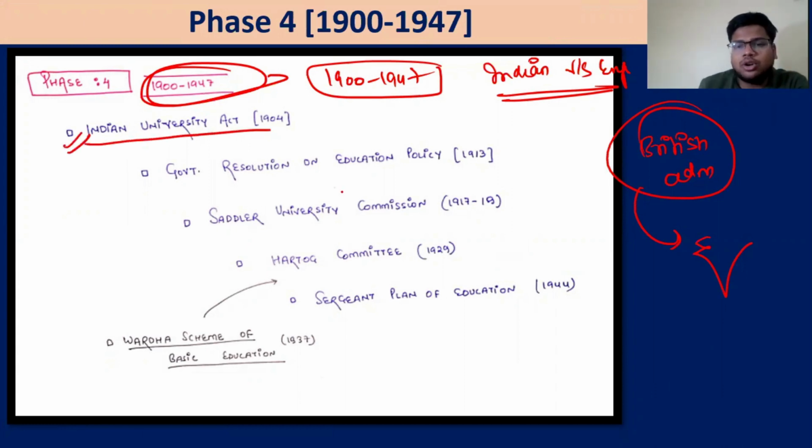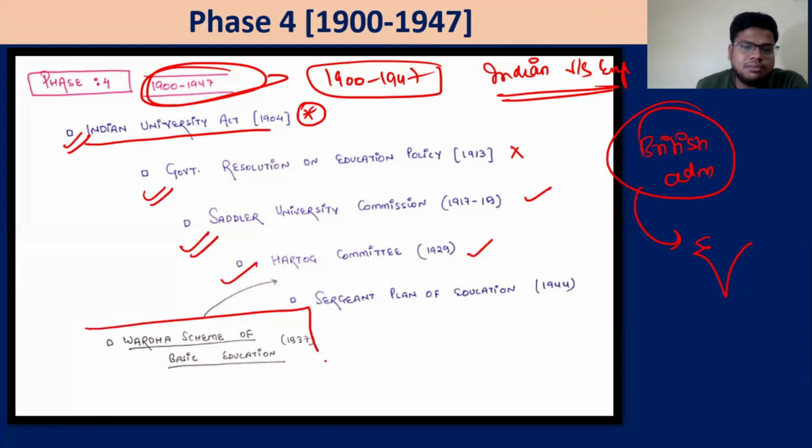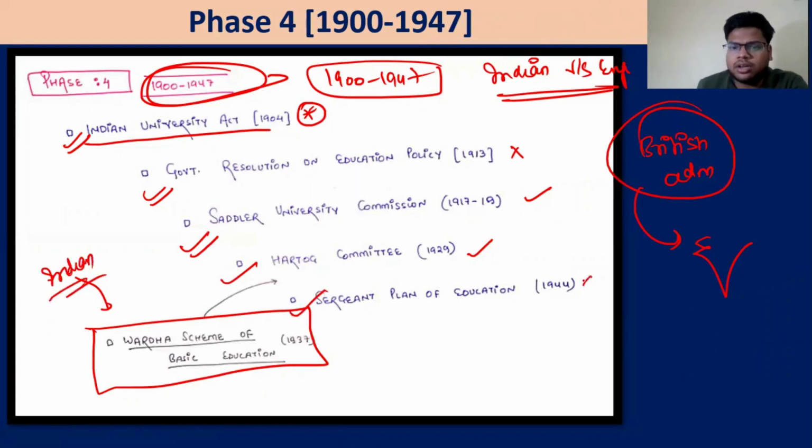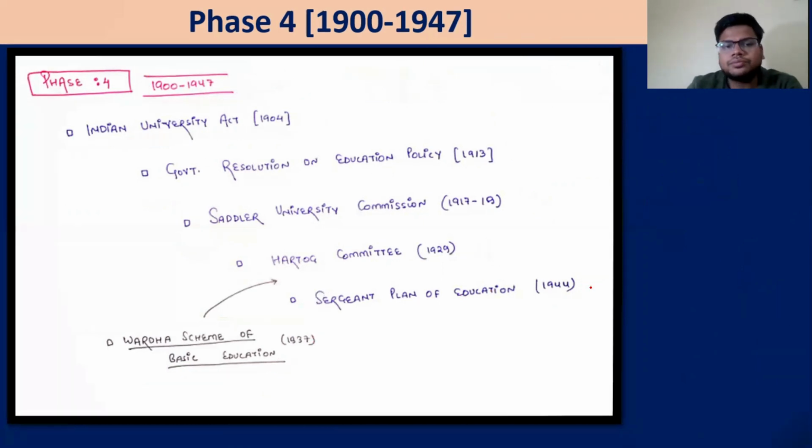First, the Indian Universities Act of 1904, very important. Then the government resolution on government policy, not very important. Sadler University Commission, important. Hartog Committee, important. Then the Wardha scheme, the self efforts of the Indians. And then last, the Sargent plan of education, not very important. Just the name itself is important.